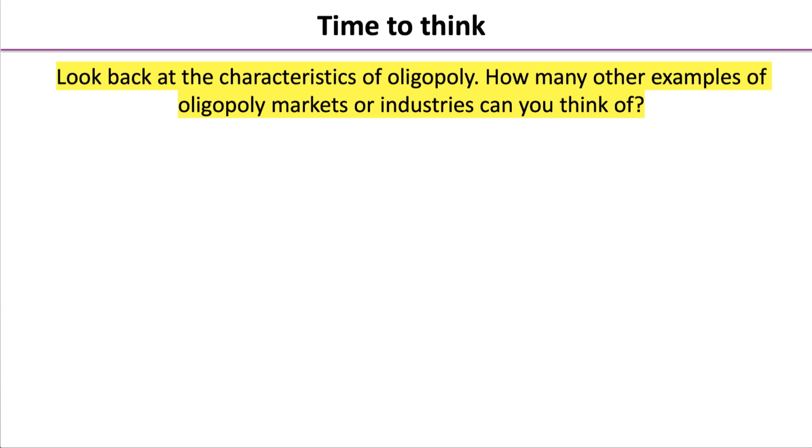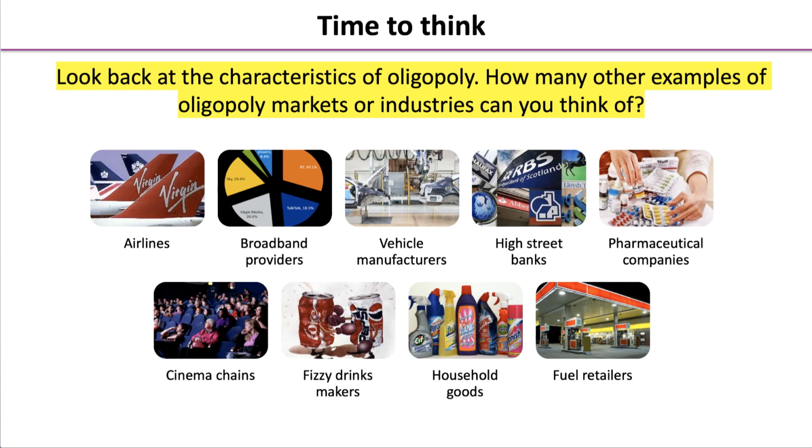Let's have a think. Look back at the characteristics of oligopoly. How many other examples of oligopoly markets or industries can you think of? Pause the video now and give yourselves 2 minutes or so. You might have come up with some of these: airlines, broadband providers, vehicle manufacturers, high street banks, pharmaceutical companies, cinema chains, fizzy drinks makers, household goods and fuel retailers. These are some common examples of oligopoly markets and industries.